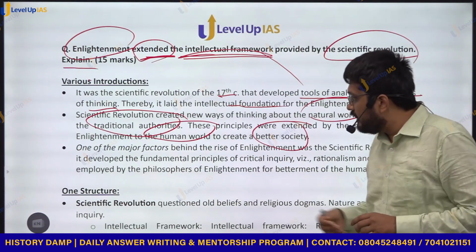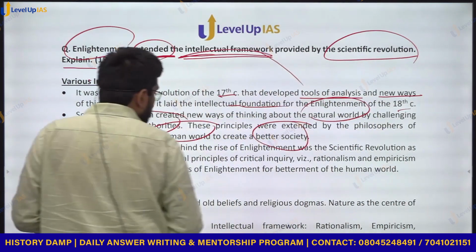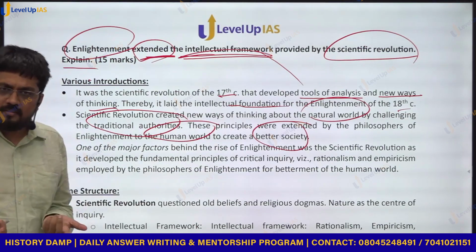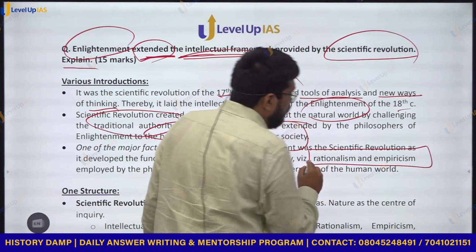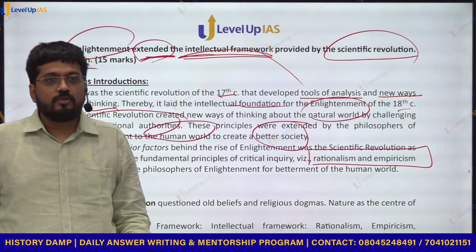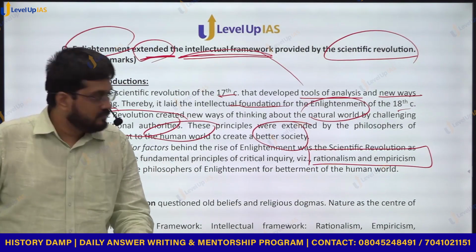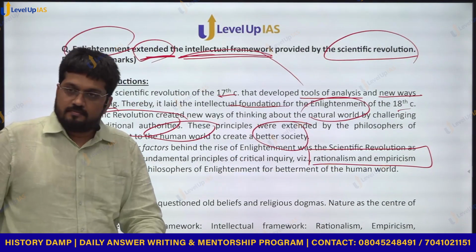So one of the major factors behind the rise of enlightenment was the scientific revolution, as it developed the fundamental principles of critical inquiry like rationalism and empiricism. Everyone has said this well, so I am not worried about this thing. Almost all of you have talked about this in quite elaborate detail, and there is no error as such. So I am not bothered about explaining those things here. Employed by the philosophers of enlightenment for betterment of human world.